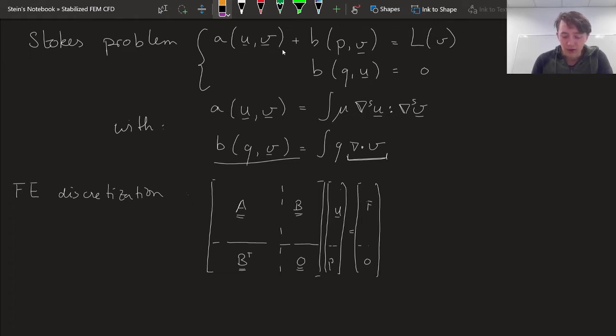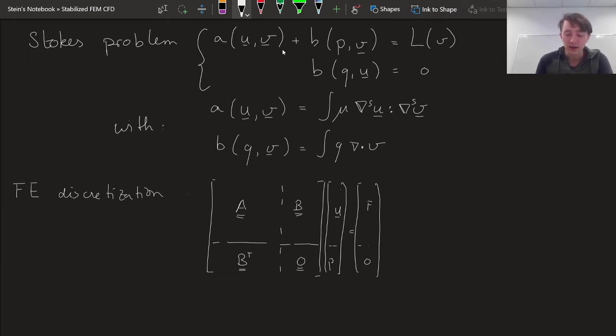Up to that point though, we didn't really talk about discretization methods, so we talked about this in a continuum sense, meaning that our function spaces are infinite dimensional, right? So we're talking about an H1 space and L2 space. And now we want to discretize these spaces, so we want to use discrete subsets of these function spaces.